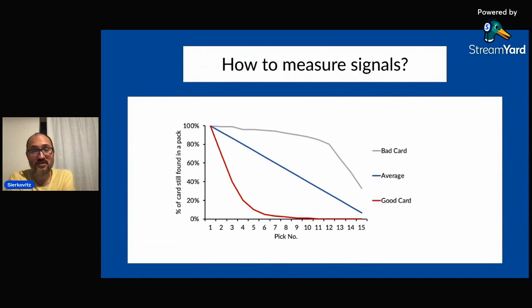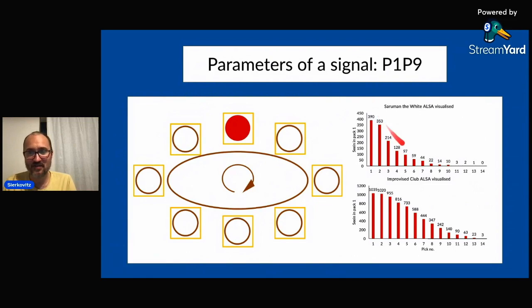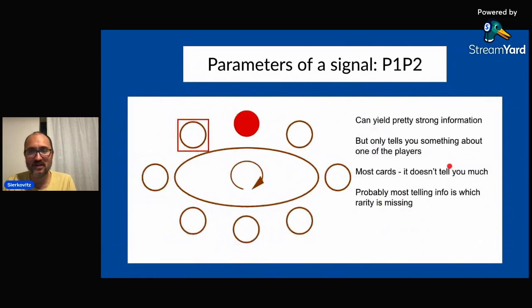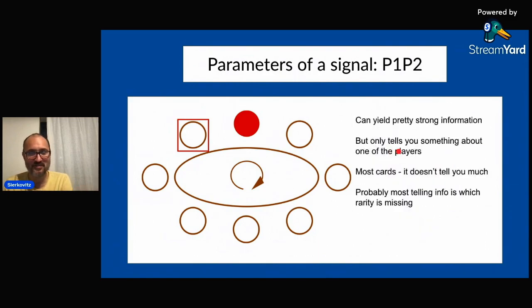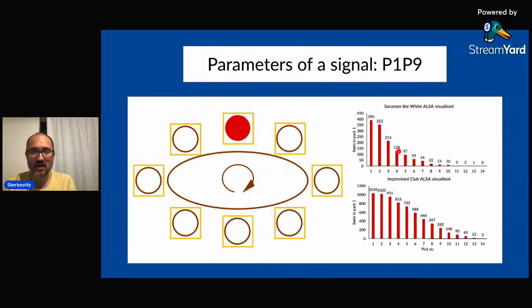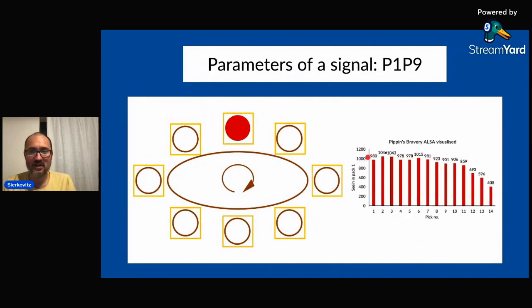So how to measure those signals? I showed you those graphs about how cards disappear in the pack, and some cards disappear quite steeply, like the King of the Oathbreakers, which goes from 100% to 30% to 6% to 3% within the first 4 picks. And some cards linger in the pack and stay for longer, like this Pippin's Bravery, which was still there at pick 7 and only was at 90% by pick 10.